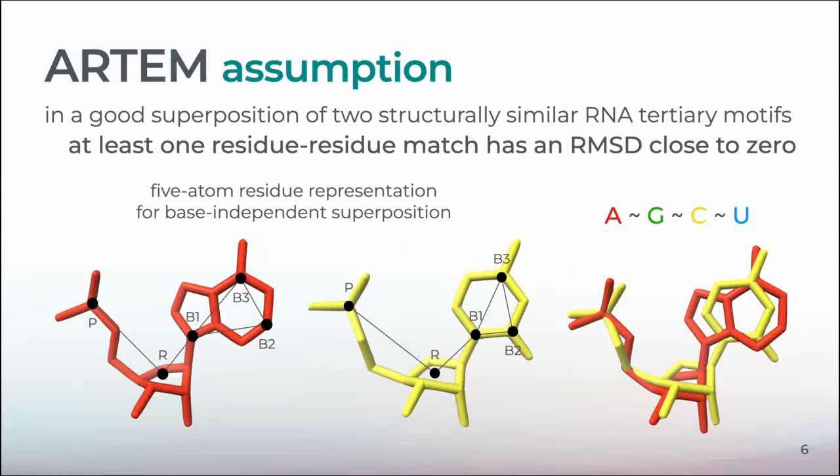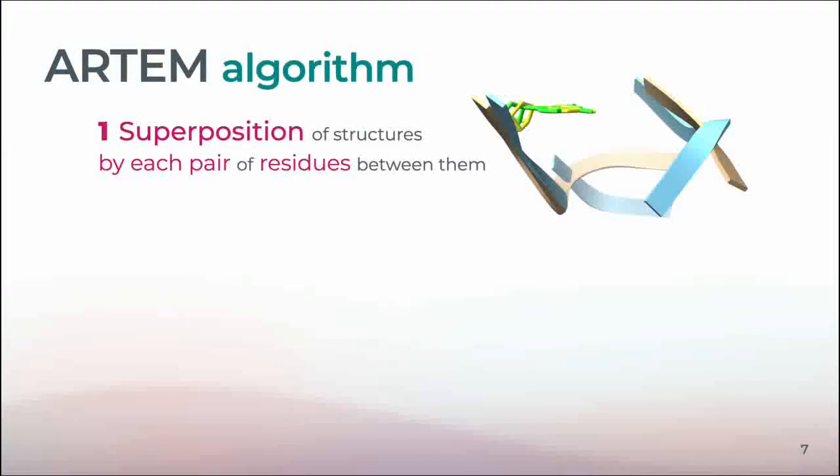And with superposition of residues, we can superpose the entire structure. So ARTEM takes two structures as input and performs superposition by each possible pair of residues between them. So we have a quadratic complexity. And here is an example of such a pair of residues and their superposition.